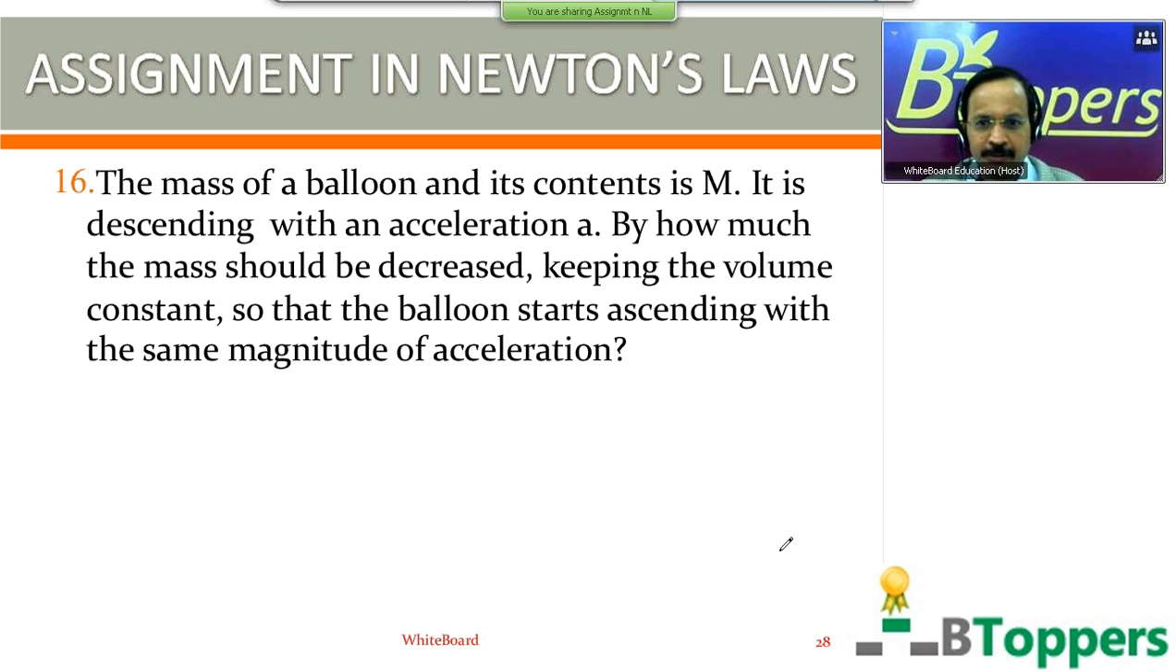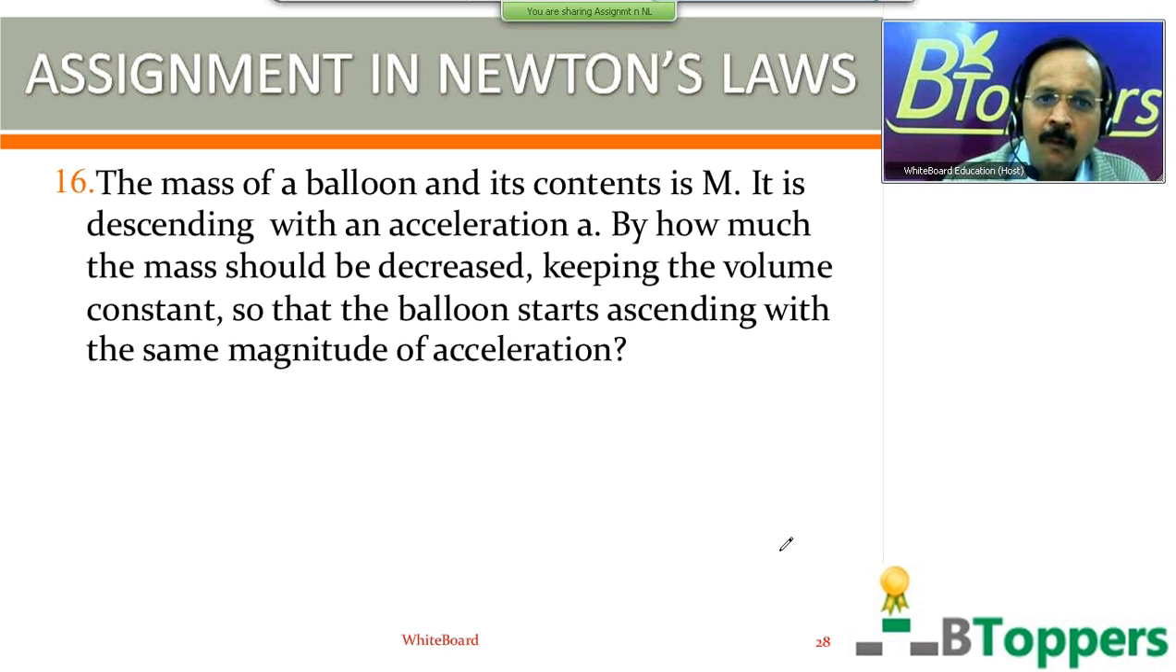See the next question, question number 16. The mass of a balloon and its contents is M, and it is descending with an acceleration a. By how much should the mass be decreased, keeping the volume constant, so that the balloon starts ascending with the same magnitude of acceleration? So here I draw the free body diagram for the body.